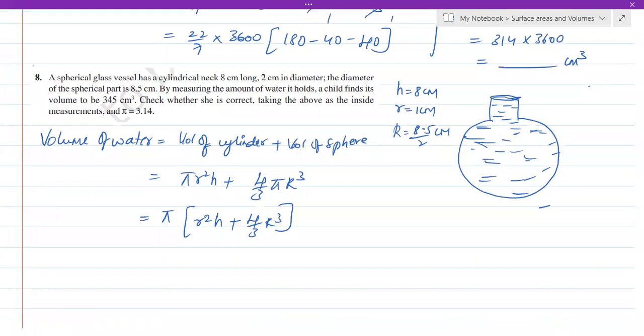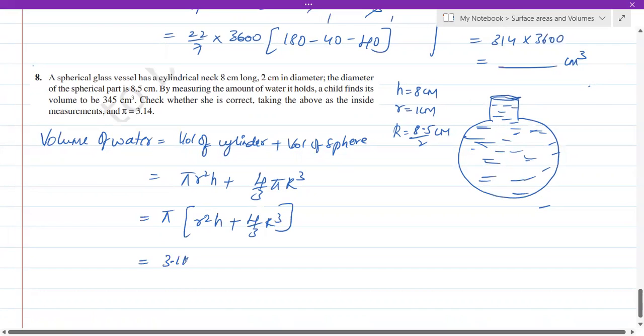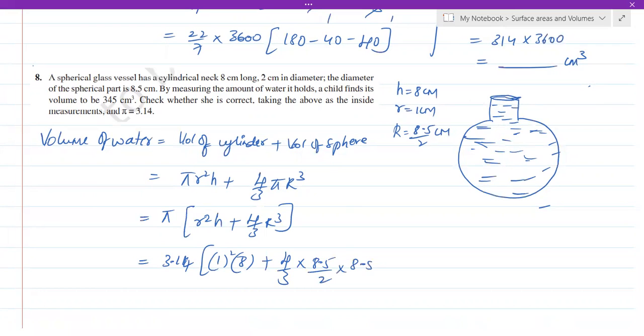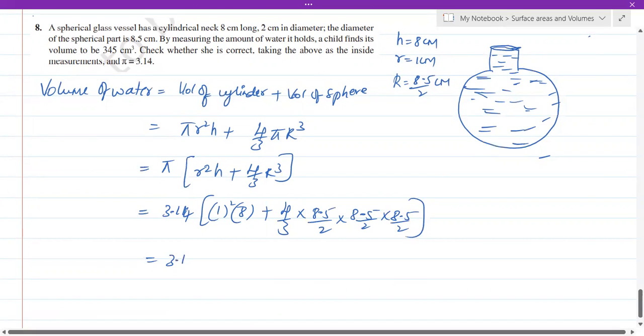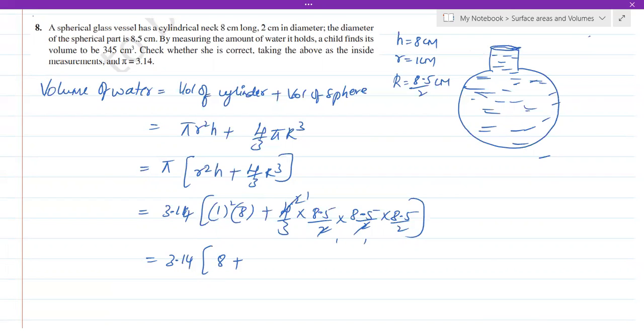So in the next step, pi value is 3.14. Small r is 1, h is 8, plus 4 by 3 capital R cube, that is 8.5 by 2 the whole cube. So we have to write it thrice: 8.5 by 2 into 8.5 by 2 into 8.5 by 2. So here 3.14 as it is, 1 square is 1, 1 into 8 is 8. So let's cancel: 2 ones are 2, 2 twos are, again 2 ones are 2. There is no other further thing that gets cancelled. So 8.5 into 8.5 into 8.5.